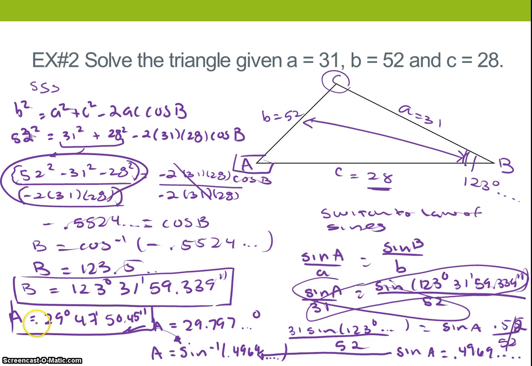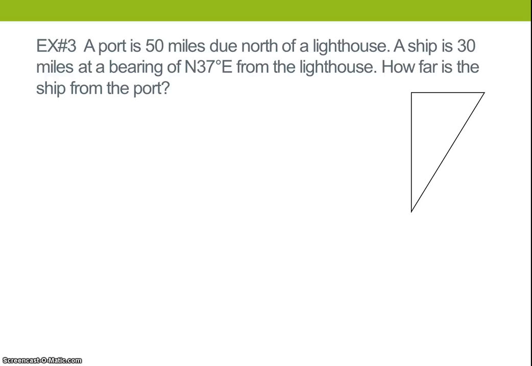And now to find angle C, I know that the sum of A, B, and C is 180 degrees. So I can just, in my calculator, subtract these two numbers from 180 degrees and get 26 degrees, 40 minutes, and 10.211 seconds. And that's how I'm going to find C. Now, I only used law of cosines the first time to find the first angle, and then I switched to law of sines. You could, of course, choose to use law of cosines to find all three angles, and that would also be okay.